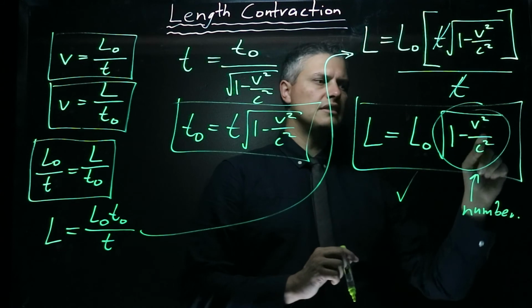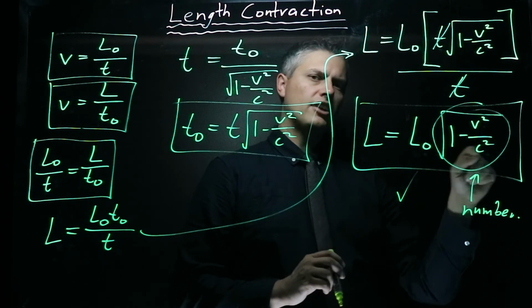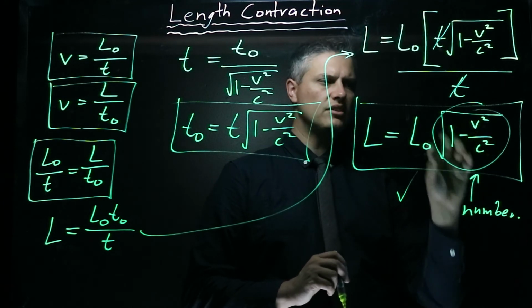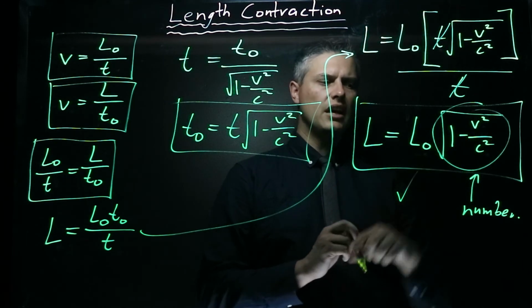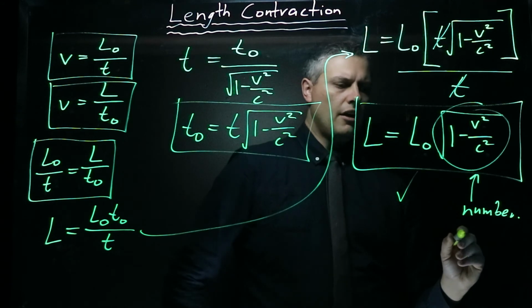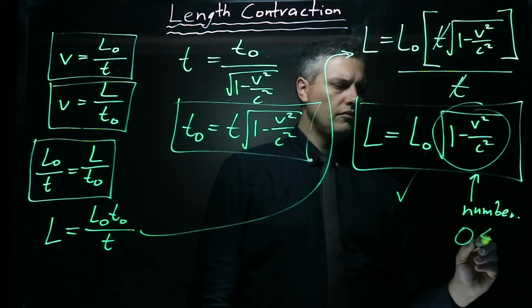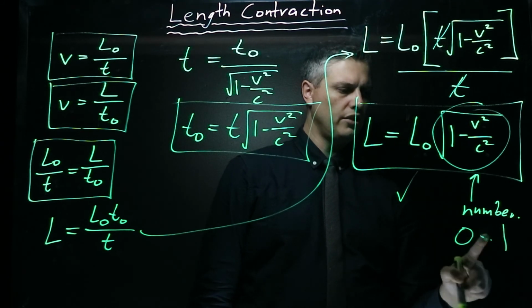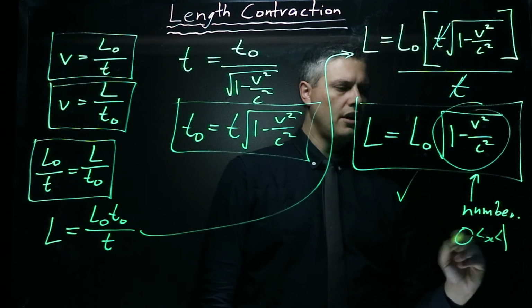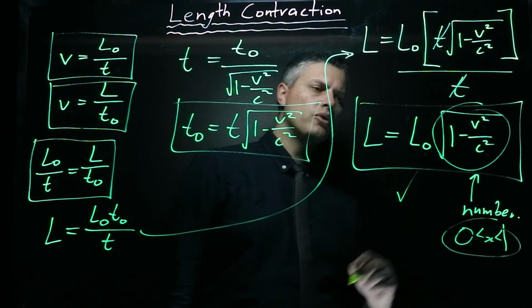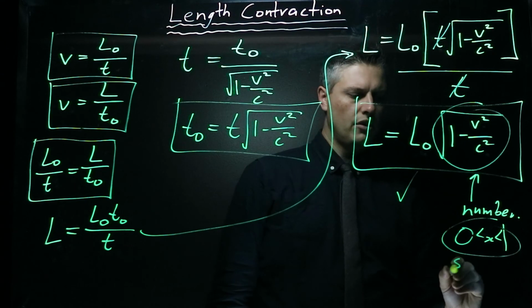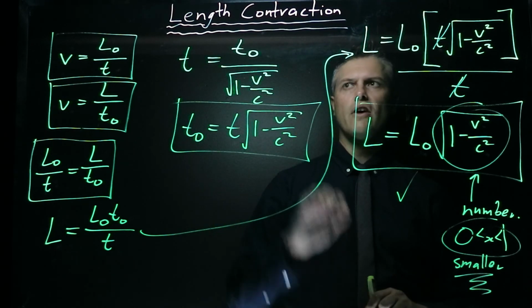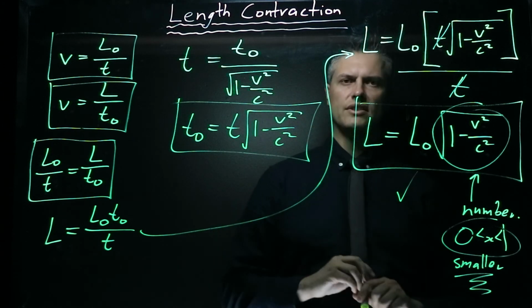Now, if v is less than c, then this fraction here is less than 1, and you're taking away something less than 1. So this number here is a number between 0 and 1. So let's call it x, and it's somewhere between 0 and 1. In other words, you're making the length smaller. And so what we're finding here is that the length is being contracted, the relativistic length.